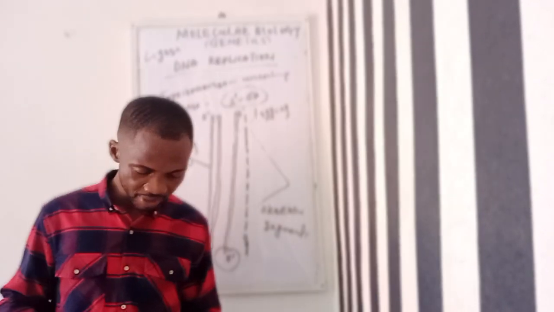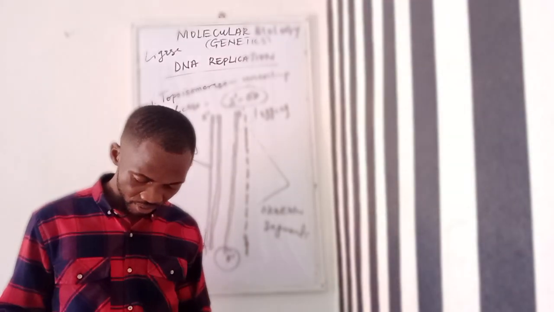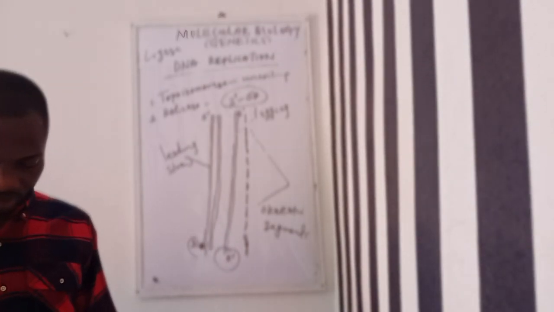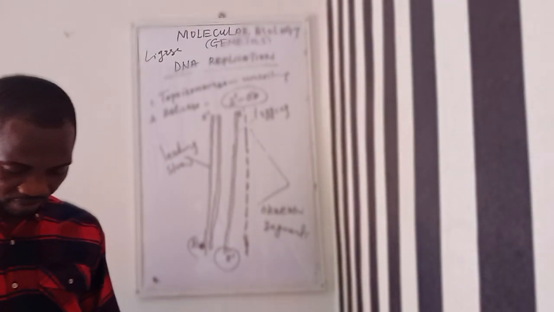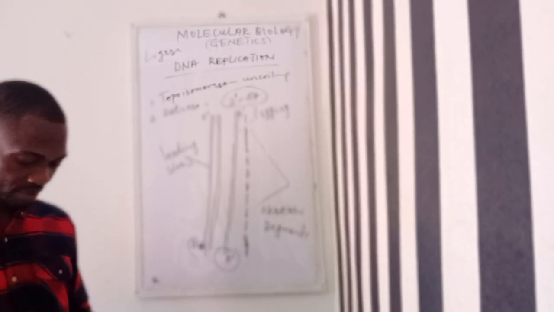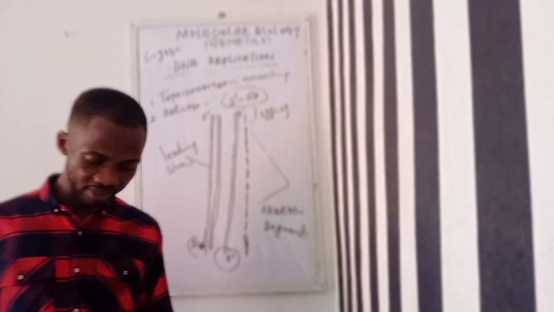Before we go, in the next class we'll go into gene concept. But just listen as I read this. The process described above is typical of E. coli. So what we described now is DNA replication in E. coli, the bacteria called E. coli. All the enzymatic processes are generally the same in prokaryotes and eukaryotes.